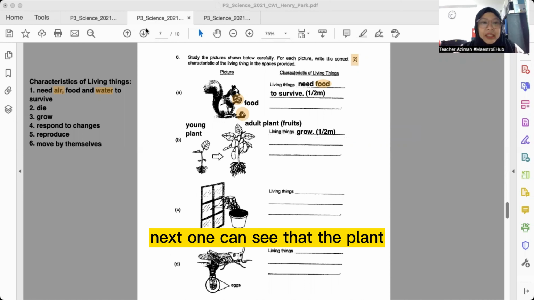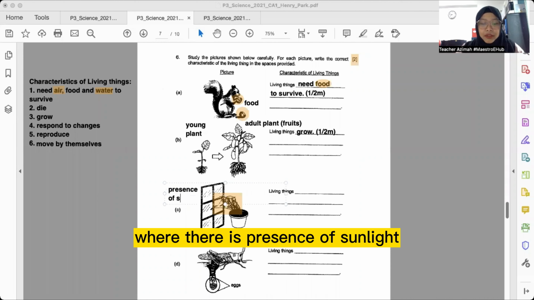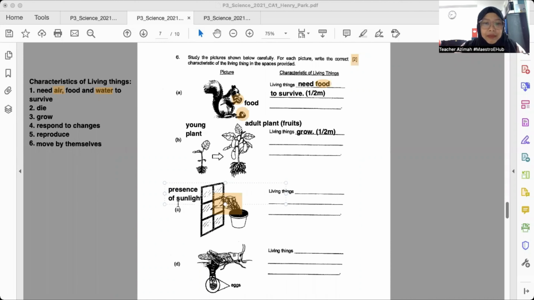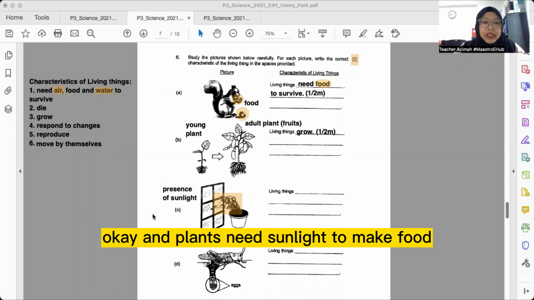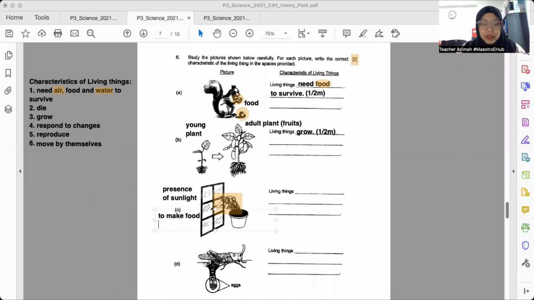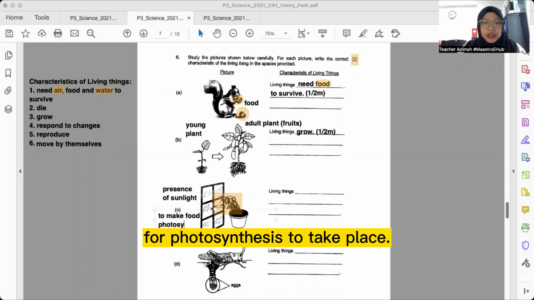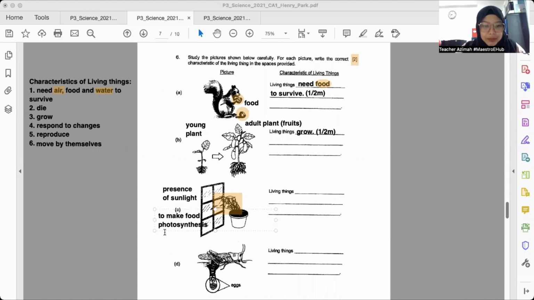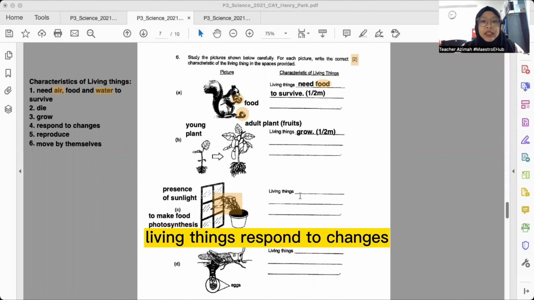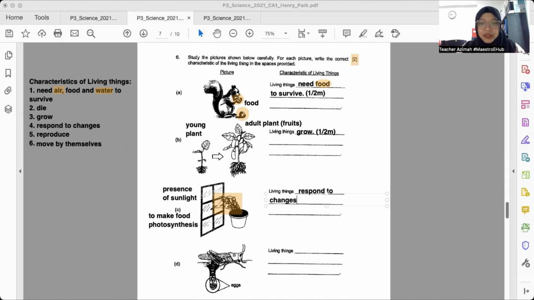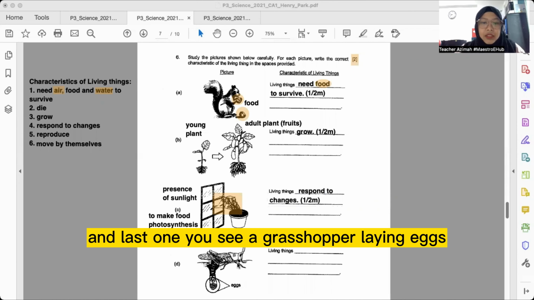Next one, you can see that the plant is moving towards the window where there is presence of sunlight. Okay, and plants need sunlight to make food for photosynthesis to take place. So what can we say about living things? Living things respond to changes. Half a mark here.